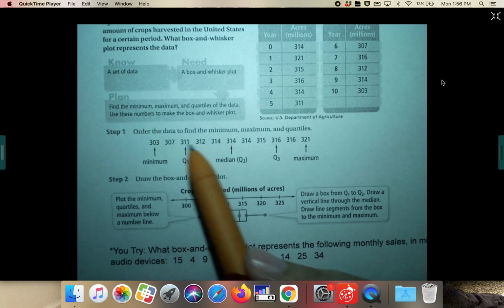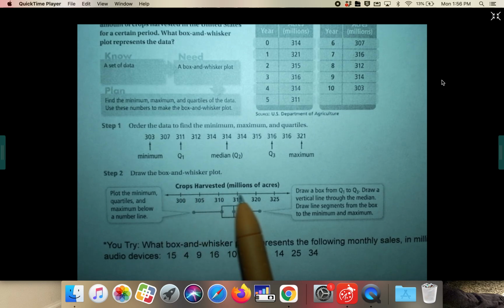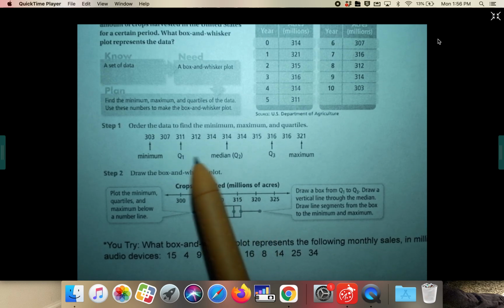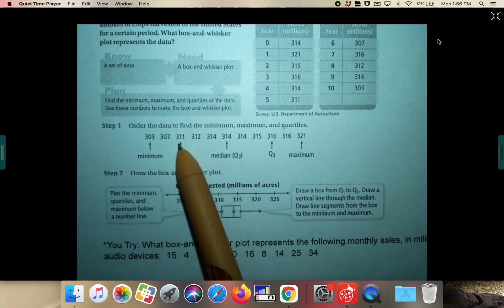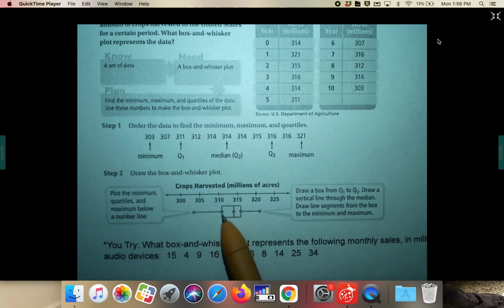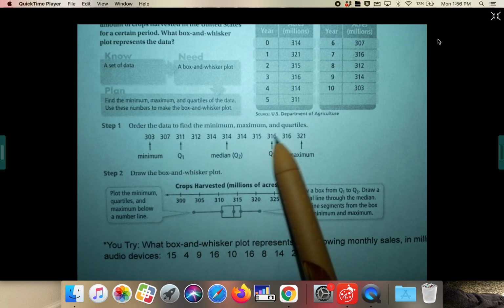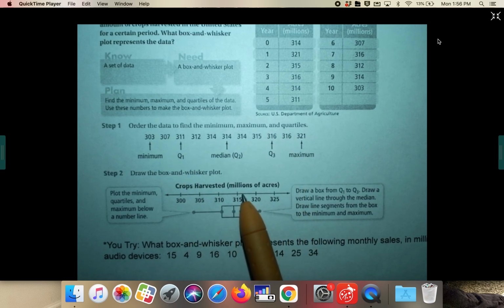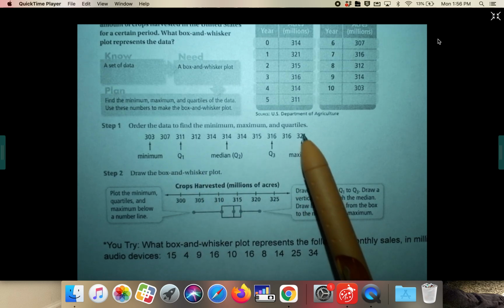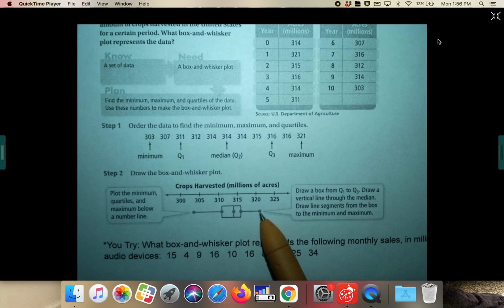So they use these numbers, and then they put it on a number line, and they found that the median was 314, so that's why this little line is kind of to the left of 315, because it's representing the median, which is 314. And then, the quartile 1, so that's the start of your box, is 311, which would be right there. The other quartile 3 is 316, which is the other side of your box. And then the whiskers extend to the minimum, which was 303, so way down here, and to the maximum, which was 321, which is way over here.